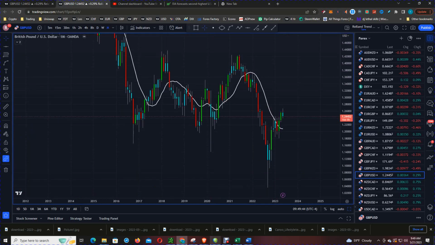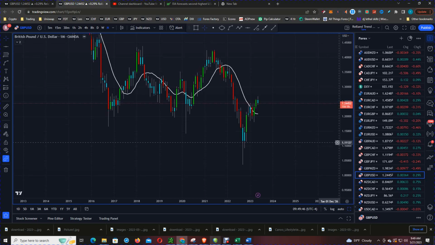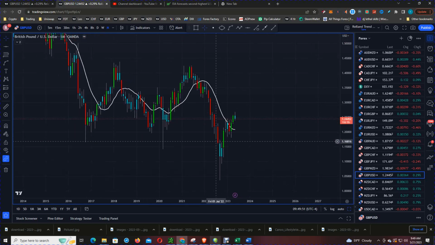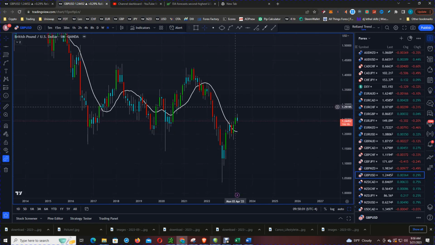We'll start with the monthly chart. And what I like about this pair is clearly price is in an uptrend or a correction, depending on how you look at things. But if price is going to continue to go higher, there's nothing stopping price, at least until we get to the 1.3000.